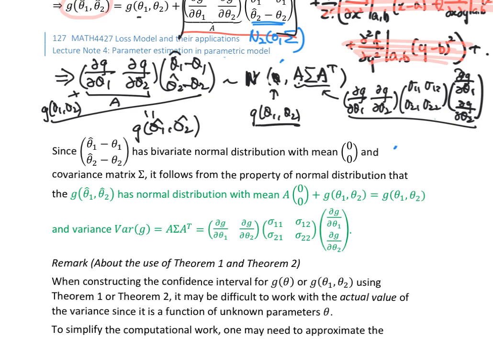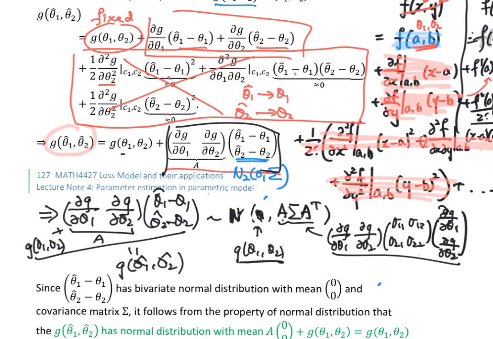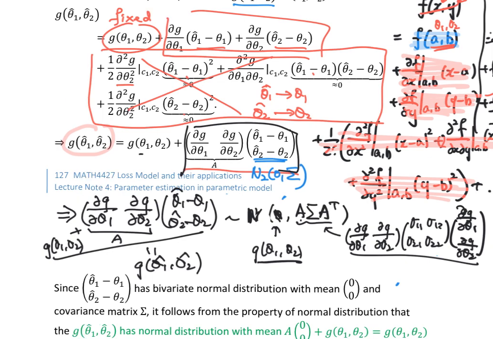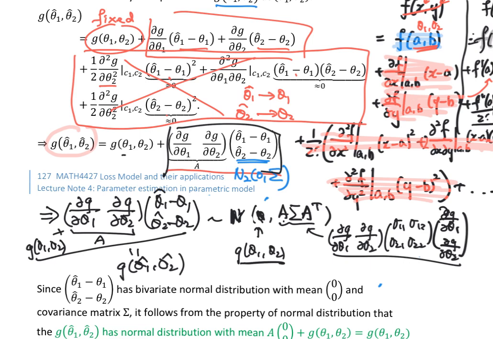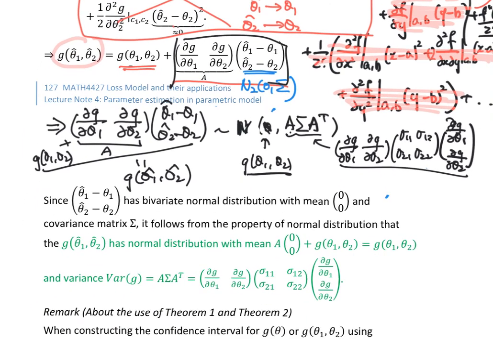Of course, using this result you can now find the mean square error of your estimator. You can also use it to find the confidence interval for the true value of this function. This method is what we call the delta method. It is basically a method that helps you find the confidence interval of a function of a parameter.